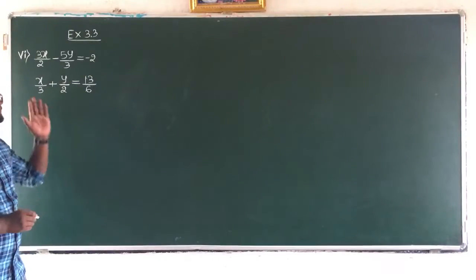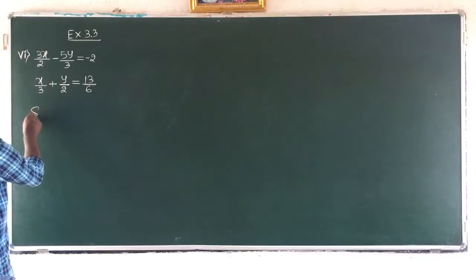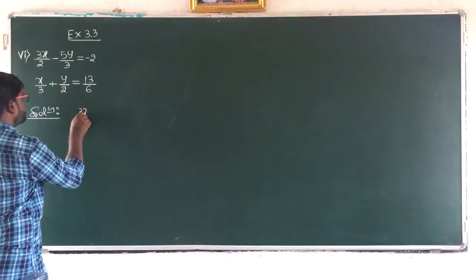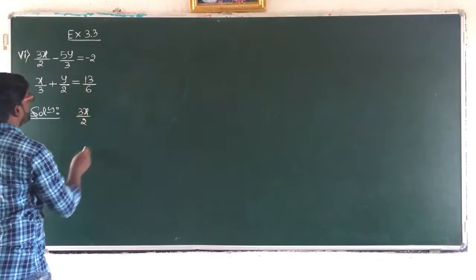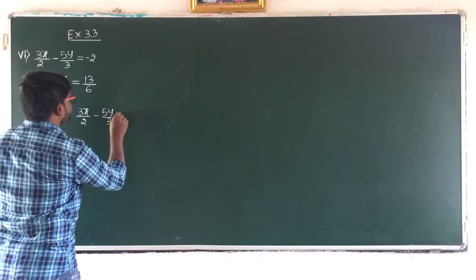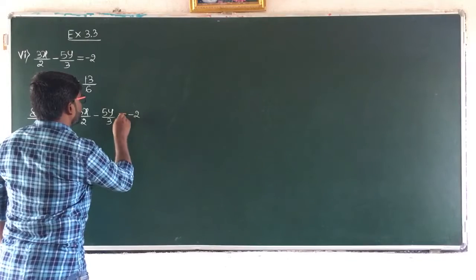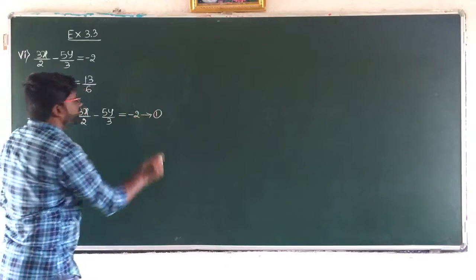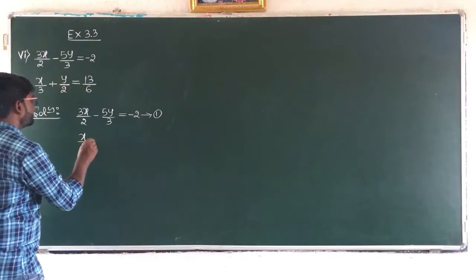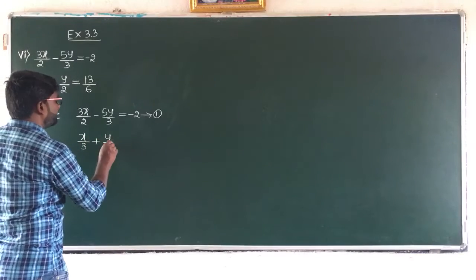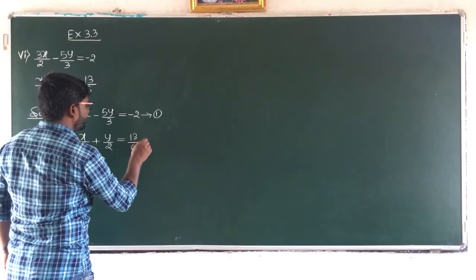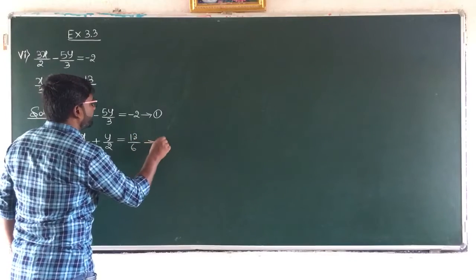So let us solve the sixth sub question. So see here, write the given equations. 3x by 2 minus 5y by 3 equals −2. Then call this equation number 1. Then now you take the second equation, x by 3 plus y by 2 equals 13 by 6. So now I call this equation number 2.